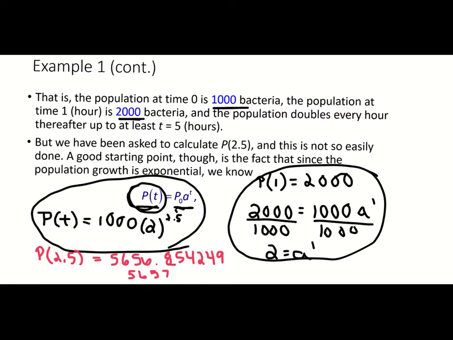So there would be 5,657 bacteria in the Petri dish. That's after 2.5 hours. And again, earlier I said we could estimate 6,000. It was kind of close, but it wasn't quite the same. So here is our actual answer.